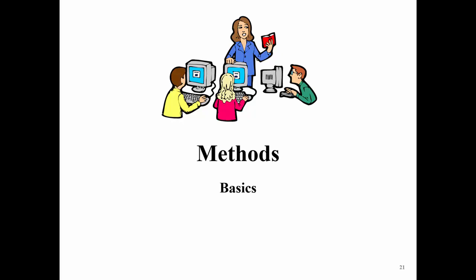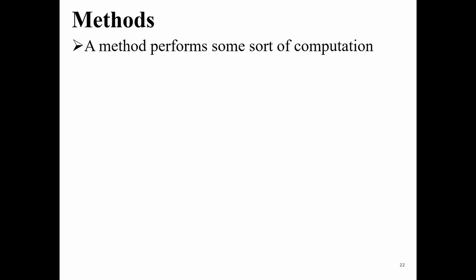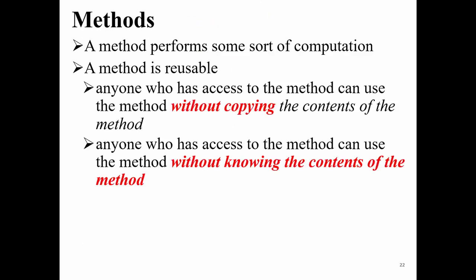Okay. The method. After you create the object, you decide how many variables you need. You need to create the method. A method is for some sort of computation, and a method is also reusable. You can reuse it once you have defined the method. Everyone can use it. You don't need to recopy the code of that method.